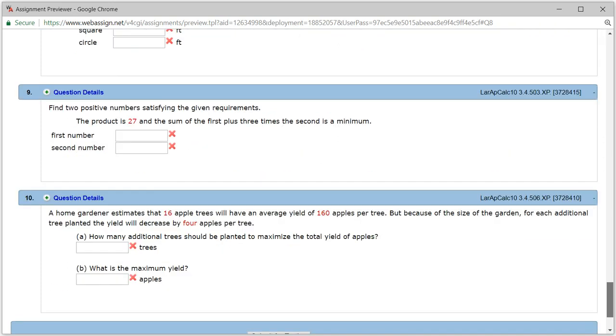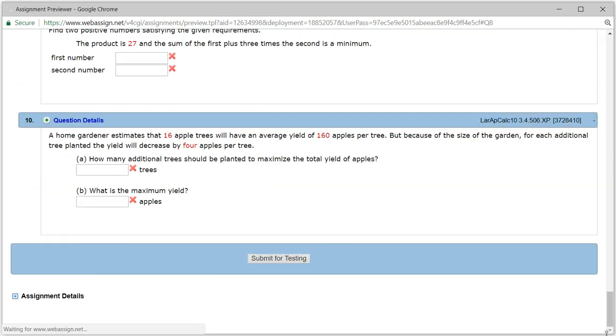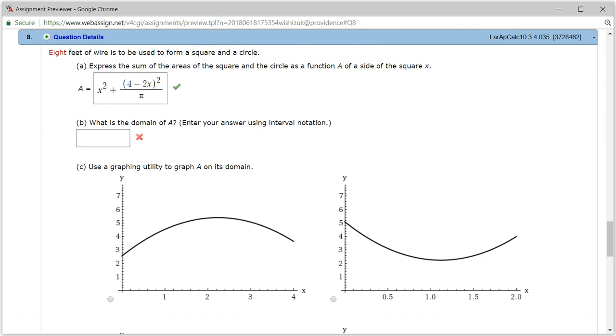All right, so let's check the answer. Submit for testing. All right, I came back, and it looks like we got part A correctly. Let's look at part B. What is the domain of A?